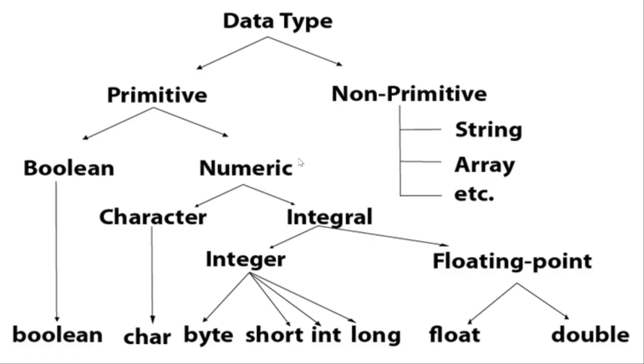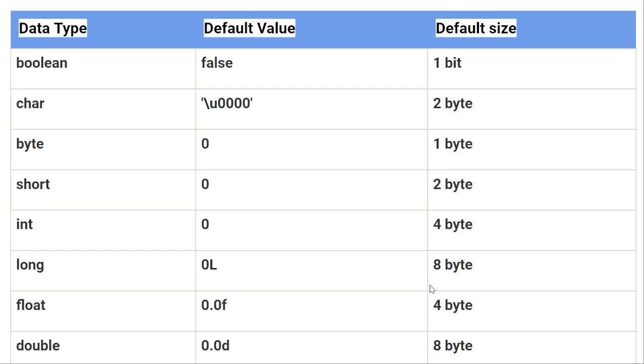This is another, numeric. Numeric has character. Character has only one character, like A, or B, for example, only one character is there. Integer means the numbers 1, 10, 100 like that. There are four different types of integer: byte, short, int, long, depending on the different size. We will see in the next slide what the size of the different byte, short, int, and long is. And the other is floating point: there is float and double.